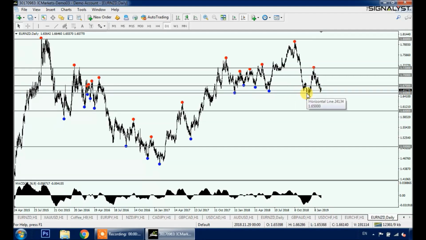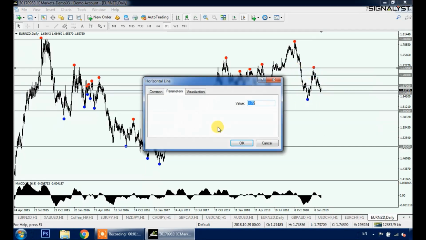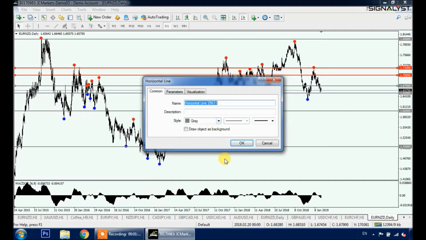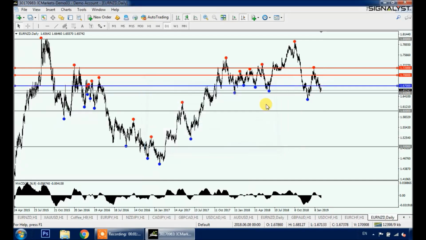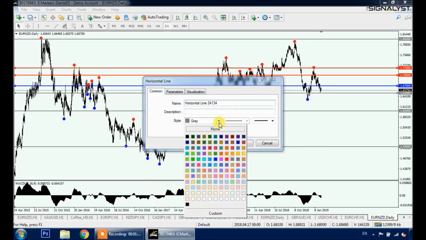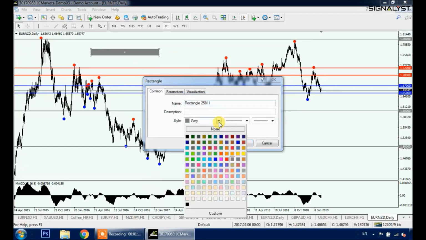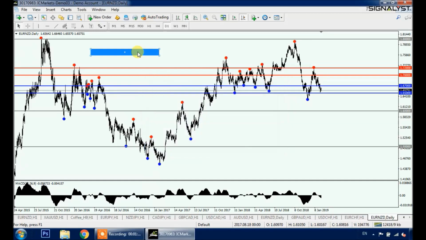And if you know me so far, I like to make my resistance levels in red and support ones in blue. So let's make them. Now we have our support levels, and let's draw a zone in between. Here we go. Let's make it in blue for the support. Here we go.